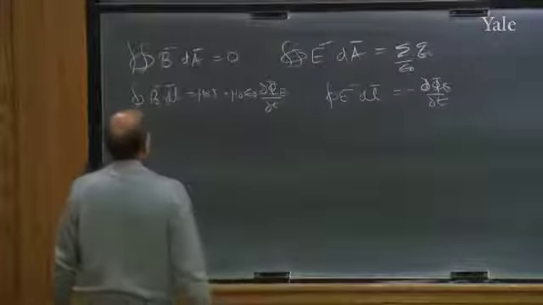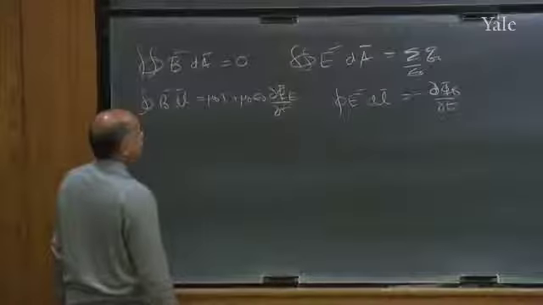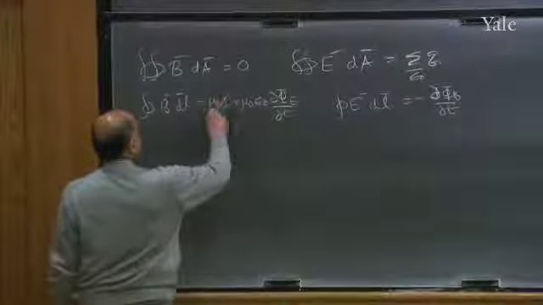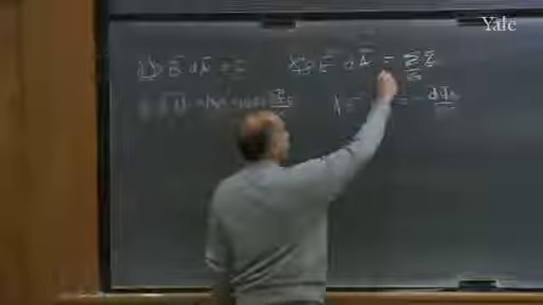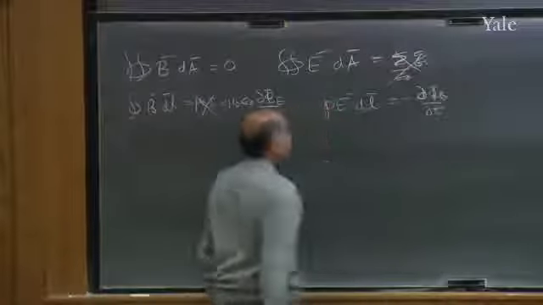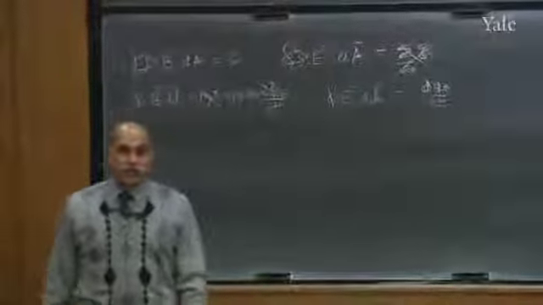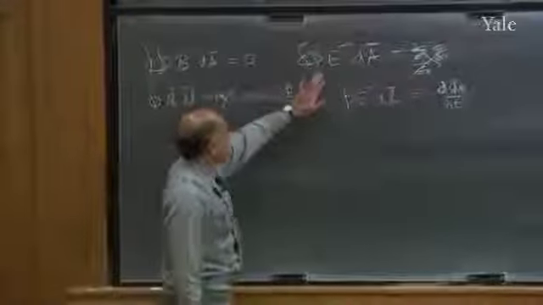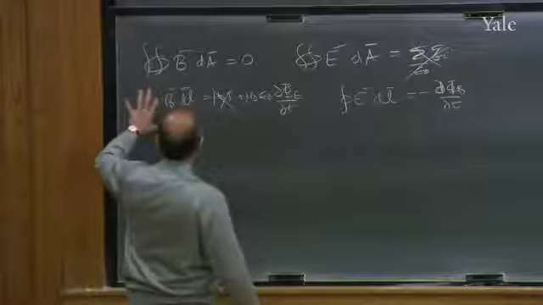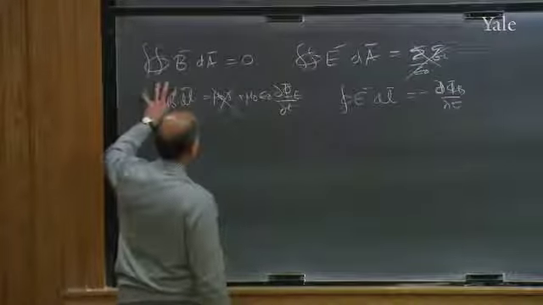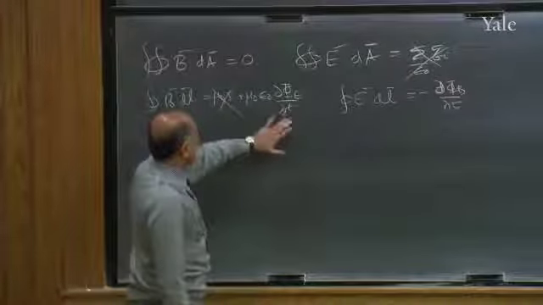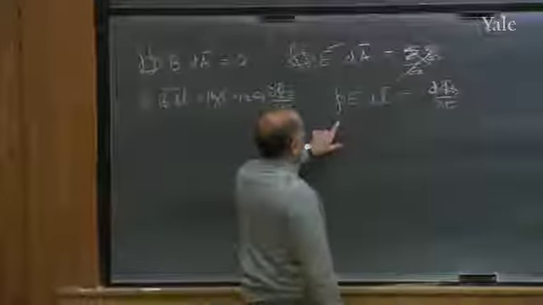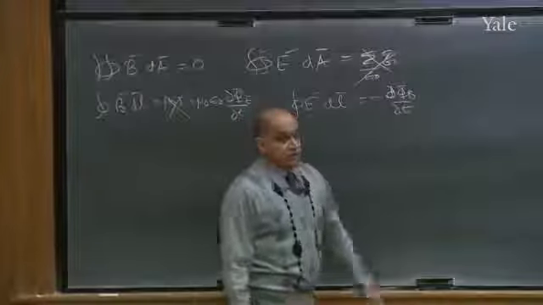Now, I'm going to eventually focus on free space. Free space means we are nowhere near charges and currents. And the equations become more symmetric. This has got no surface integral. That has got no surface integral. Line integral of this guy is essentially the rate of change of flux of that. And line integral of that guy is minus the rate of change of flux of this.